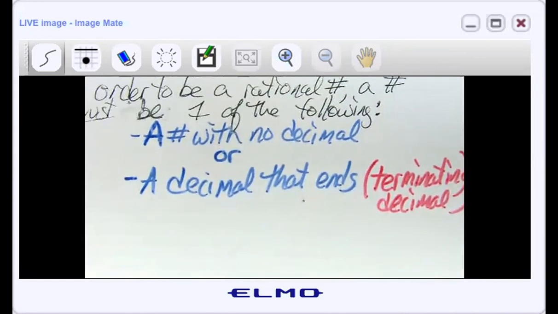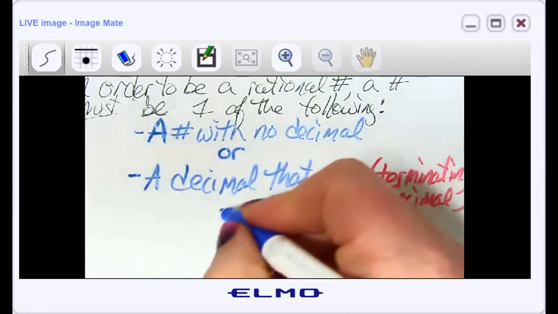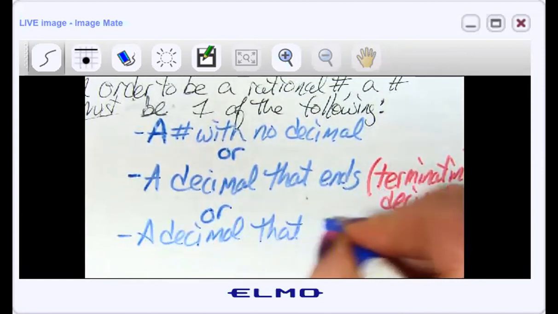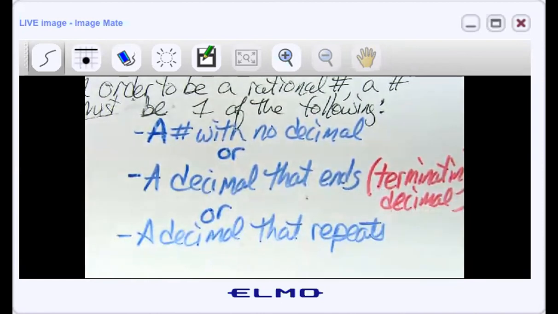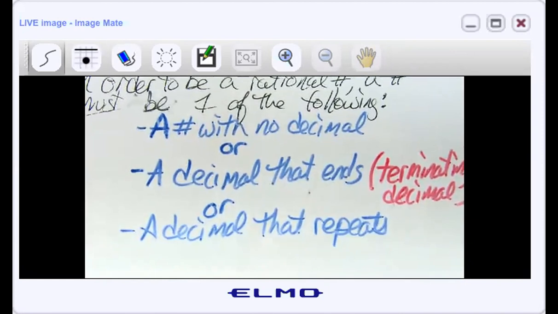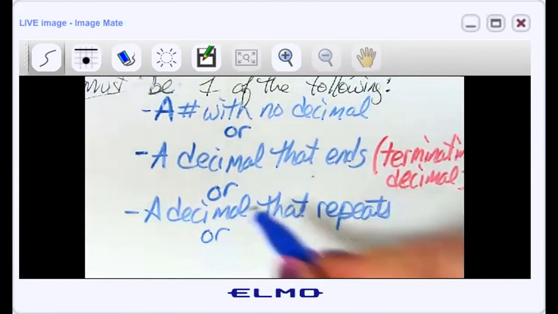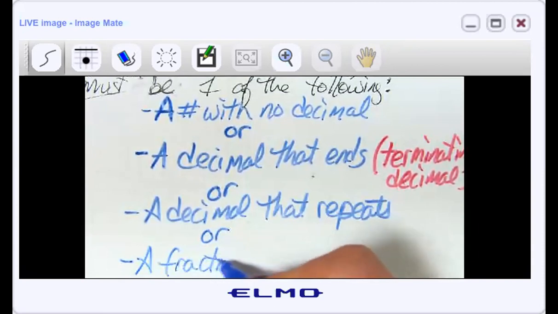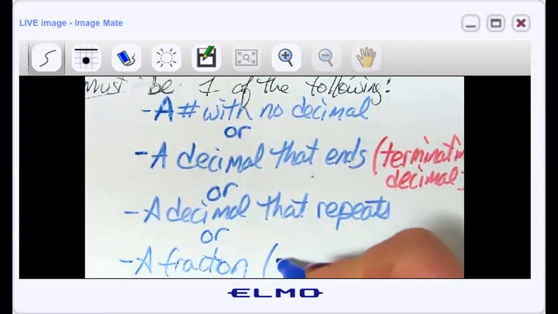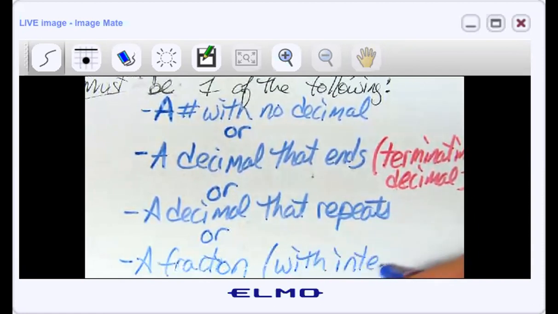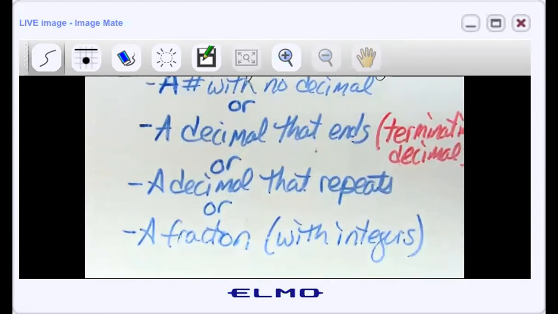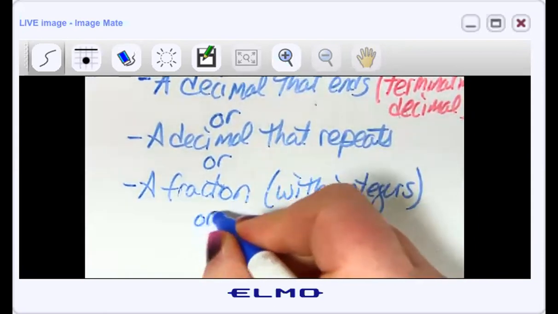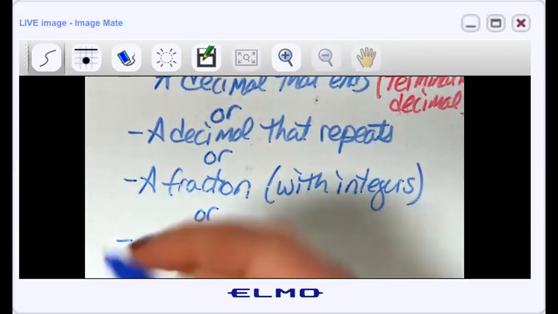Another thing that I could have is a repeating decimal, a decimal that repeats. Or, if it's not one of these three things, it could be a fraction, which we already said, of course, with integers. We already went over that. You got to have integers on top and bottom. And the last thing I'm going to add to this list is a square root of a perfect square.